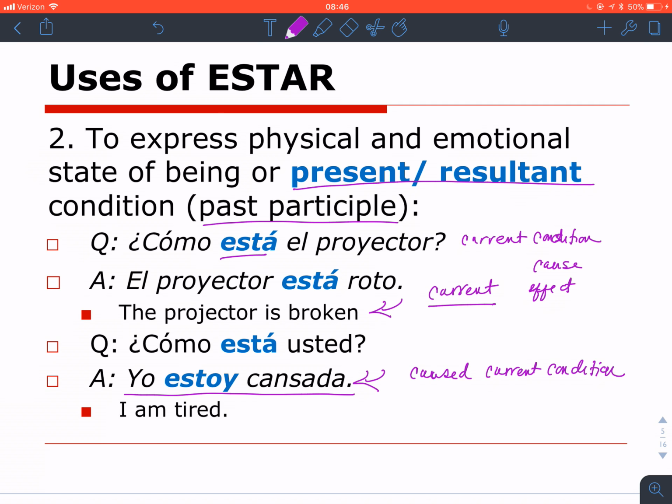So when I have yo estoy cansada, I am tired, a follow-up question when we're asking ¿Cómo está? or ¿Cómo estás? is a why. We can always ask ¿Por qué? Because we know that it is a current condition or a caused condition.